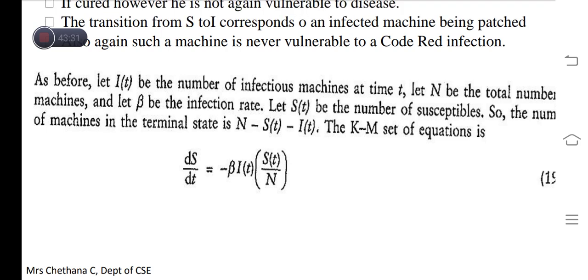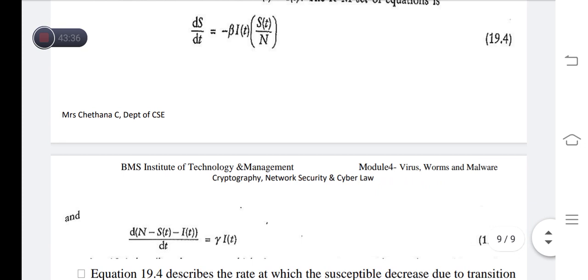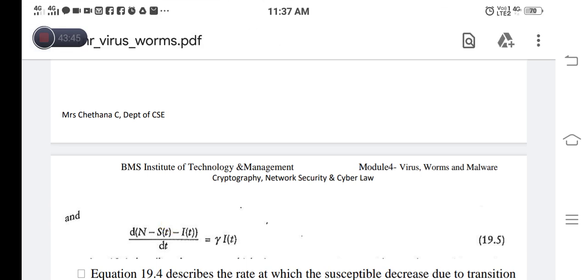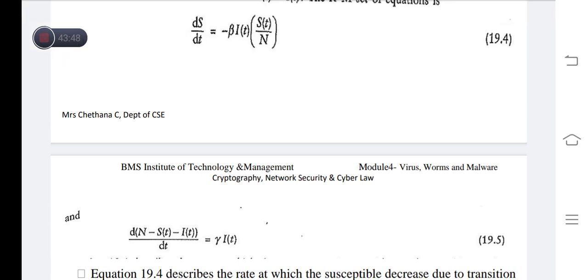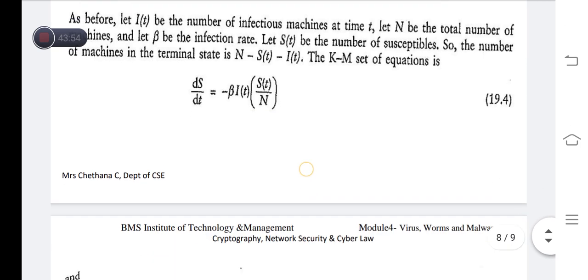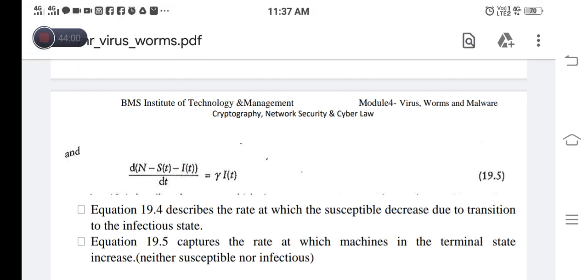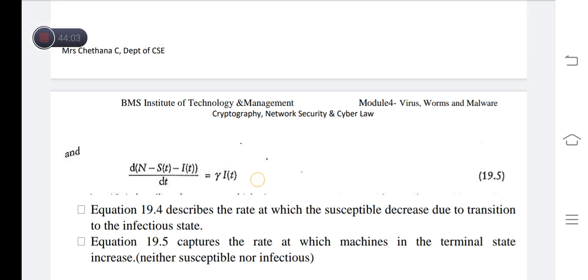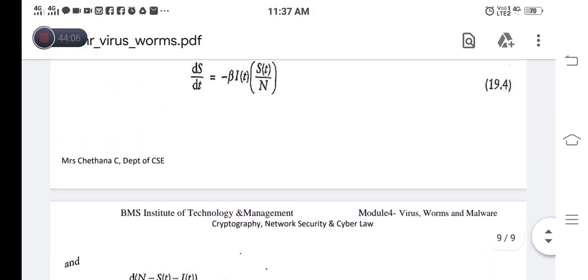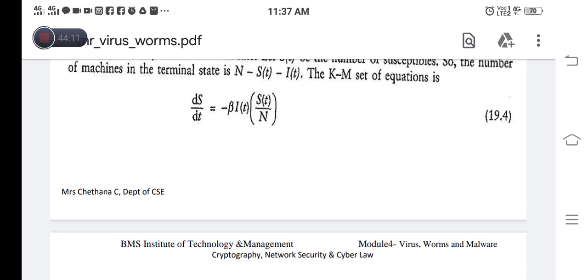Okay, this is equation 19.4, and we also have one more equation, that is d into n minus, the number of machines at the terminal state, which is N minus S of t minus I of t. We are differentiating the number of machines in the terminal state with respect to time t in equation 19.5, where I will get some constant gamma into I of t after differentiating. And equation 19.3 differentiates the number of susceptible machines at the given time t.